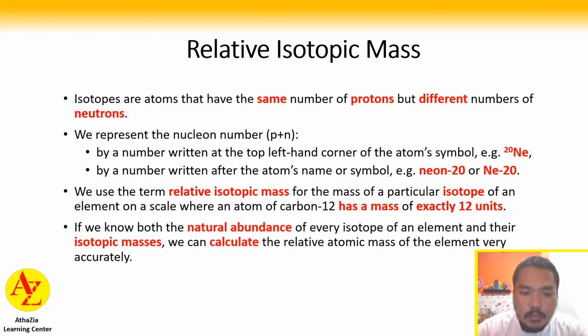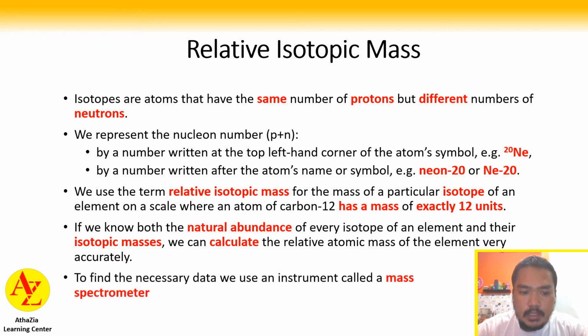If we know both the natural abundance of every isotope of an element and their isotopic masses, we can calculate the relative atomic mass of the element very accurately. To find the necessary data, that is, the natural abundances and their isotopic masses, we use an instrument called a mass spectrometer.